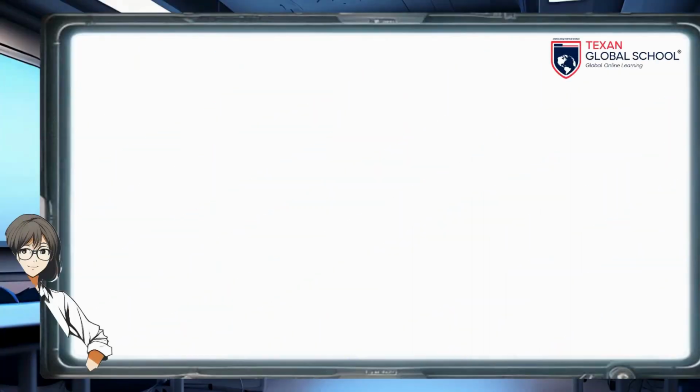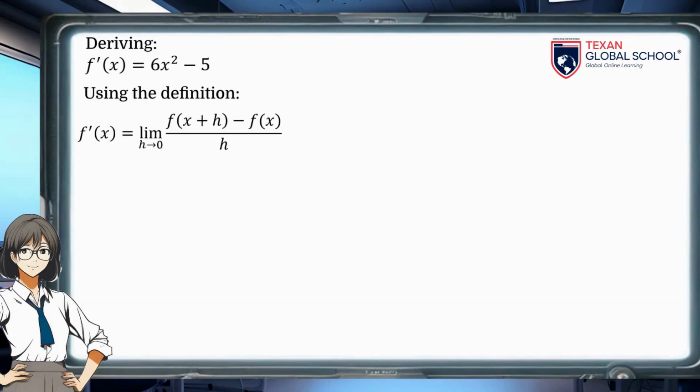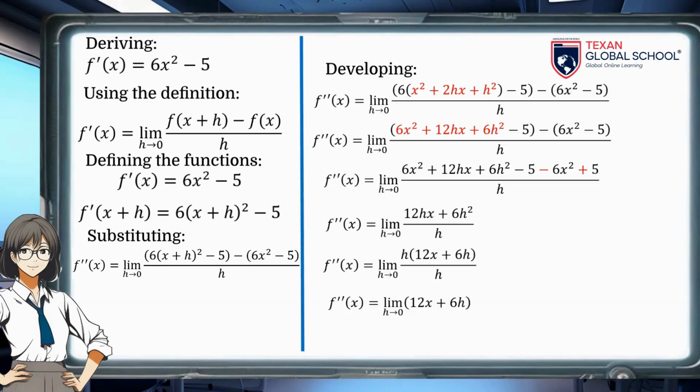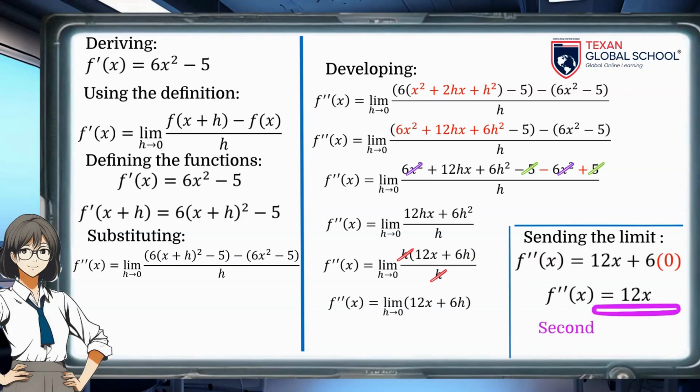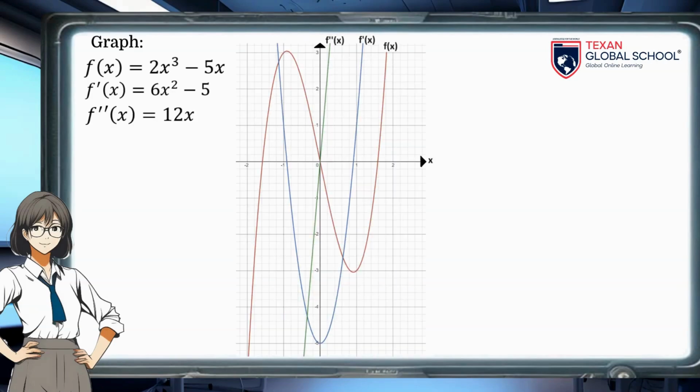To get the second derivative, use the definition of derivative again. So define each function. F prime of x is the one we just got, 6x squared minus 5. And f prime of x plus h is 6 times x plus h squared minus 5. Substituting and expanding results, the limit as h tends to 0 of 12x plus 6h. And sending the limit results 12x, which is the second derivative of the function f of x. By graphing, we can see the behavior of the three functions. The original function is a cubic, its derivative is a quadratic, and the second derivative is a straight line.